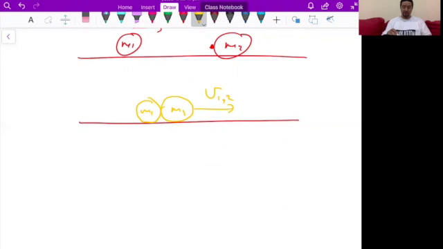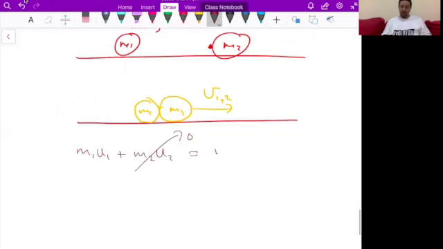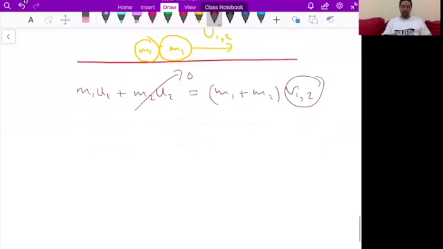According to the law of conservation of momentum, the sum of momentum before collision equals the sum of momentum after collision. So momentum before collision is M1 U1 plus M2 U2. And here the momentum of the second object is equal to 0. And after collision we have M1 plus M2 with velocity V1 and 2. By solving this, you can find the velocity. If you know the masses and the initial velocity, we can find the velocity after collision. Only substitute in this equation.